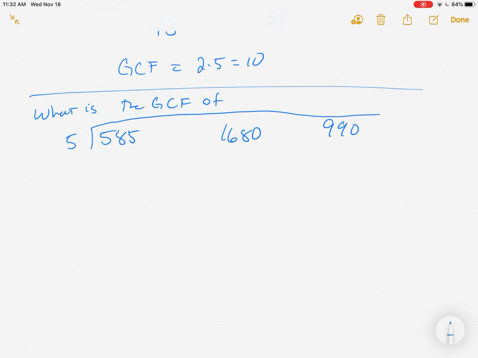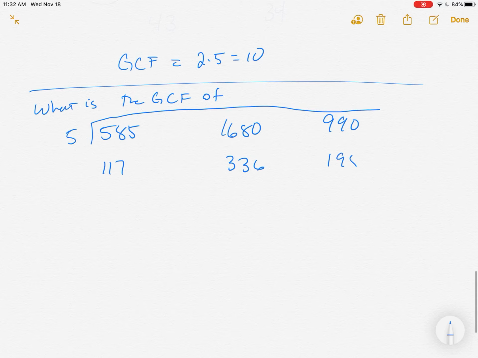5 definitely goes into each one of those. So 585 divided by 5 is 117. 1680 divided by 5 is 336. And 990 divided by 5 is 198. So you don't have to start with the smallest factors. Just start with something that you see.